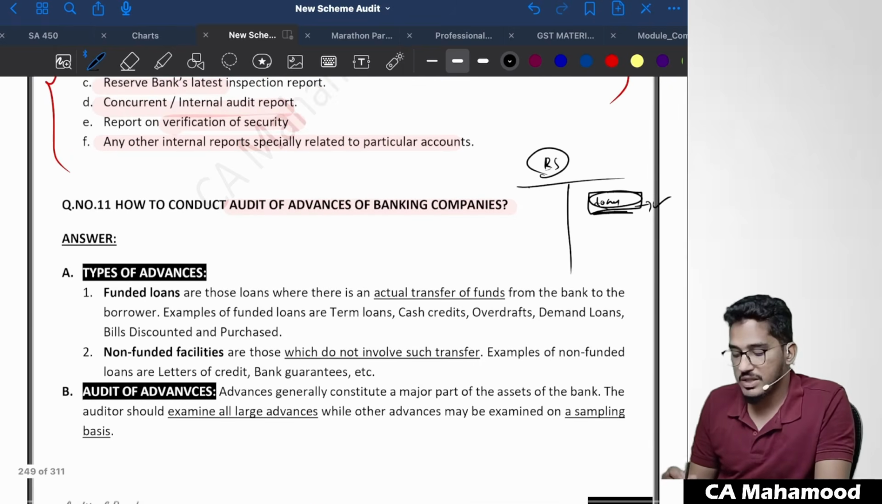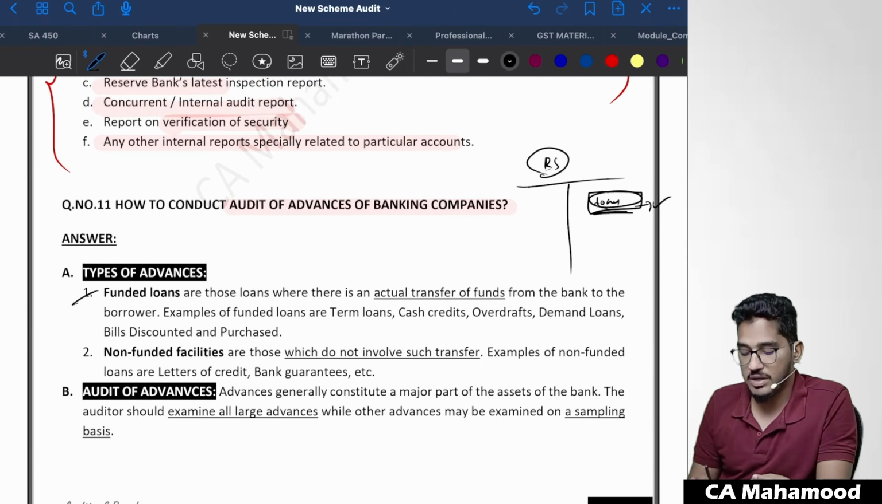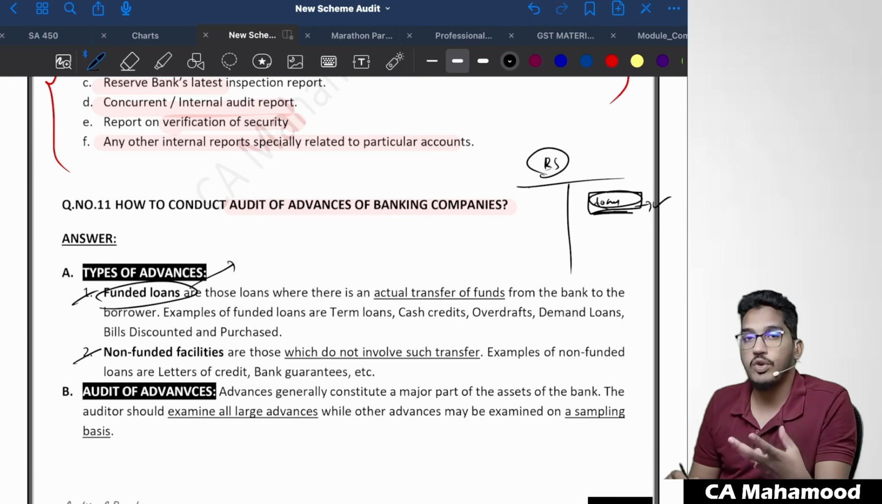So first of all, we need to see that the advancing facility which is done by the bank can be divided into two categories. Number one is funded advances. Number two is non-funded advances. Funded loans are those loans which involve actual outflow of the funds.